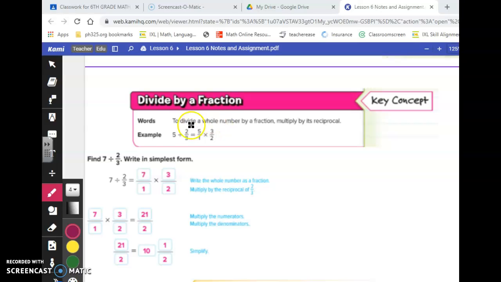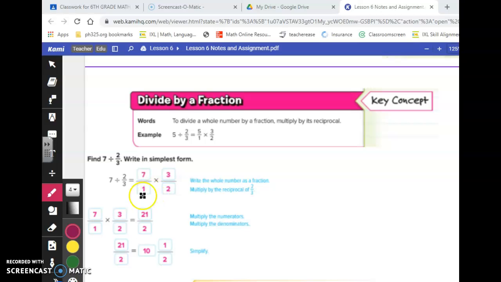All right, and if you notice, what did they do with 7 divided by 2/3? They made it 7 over 1, right? And what did they do with the 2/3? Jada? Yeah, they put 3 on top. Okay, they made it 3 over 2 instead of 2 over 3. And then they changed the division sign into multiplication. And you're just back to doing what you were doing in lesson 5. Just multiply straight across. Okay?